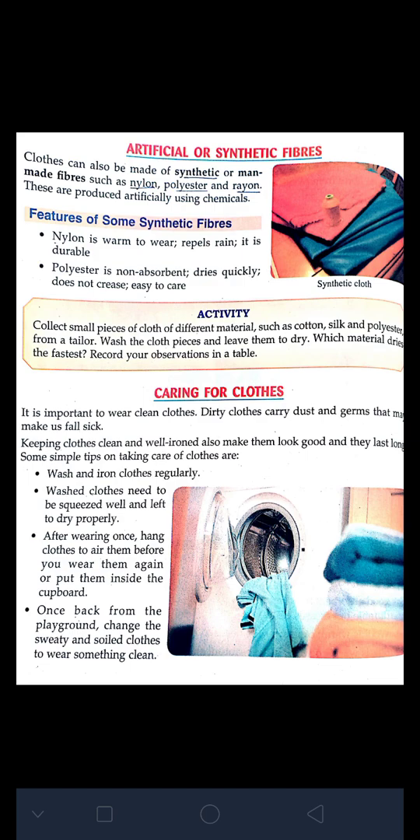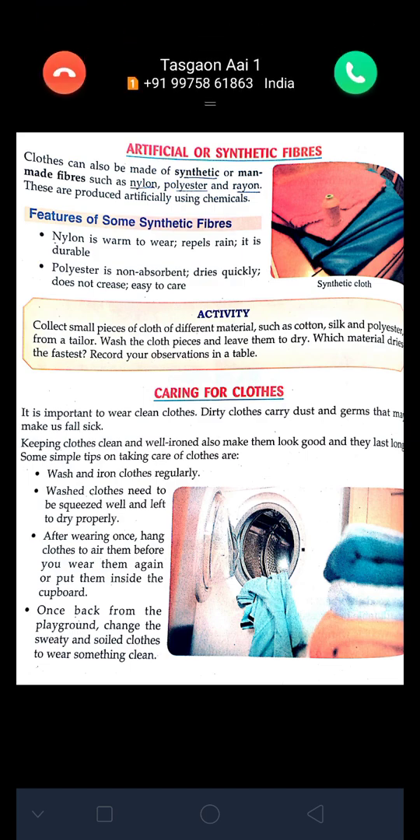Next is, once back from the playground, change the sweaty or soiled clothes and wear something clean. When you come from the playground, you have to go into the bathroom and change your dress, because that dress has become very sweaty. Also, on the playground there is so much soil, that's why the cloth becomes soiled too. So you have to take out that dusty dress and wear a clean dress.